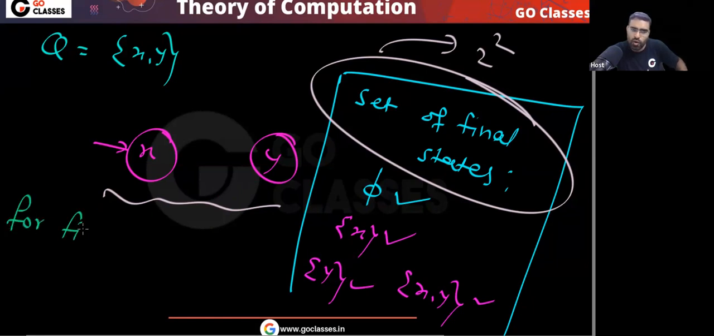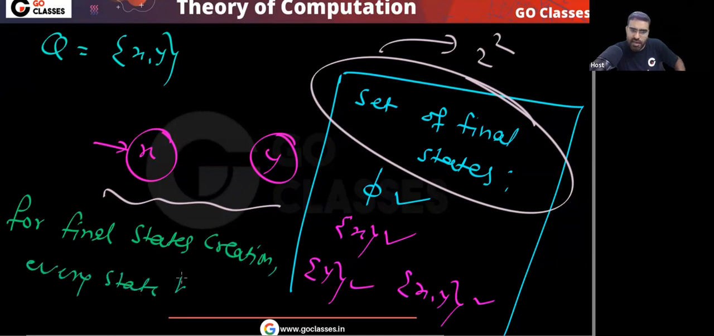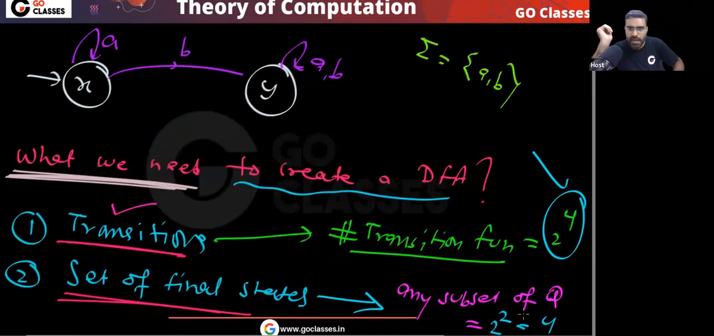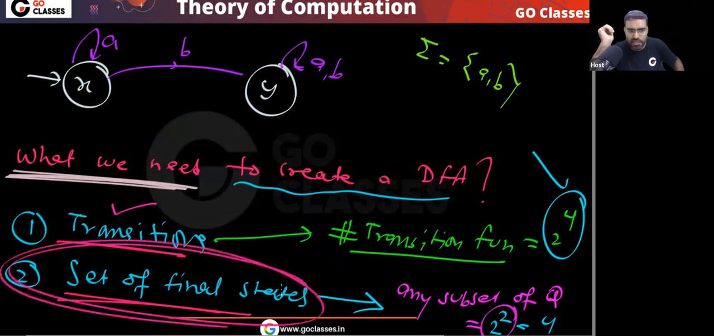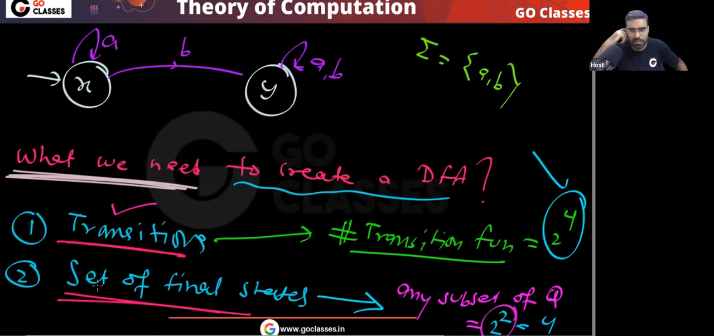For final states creation, every state has 2 choices. Either you make it final or you don't make it final. So is this clear? Finally you can notice every state has 2 choices. So 2 power 4 is the number of possibilities for the set of final states.